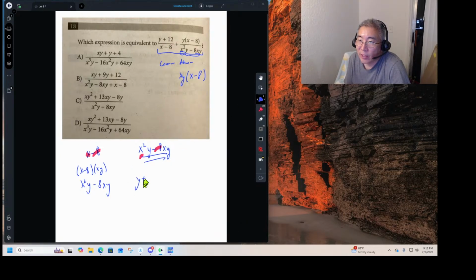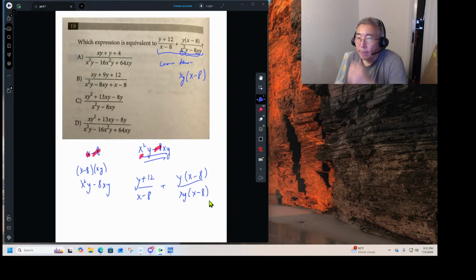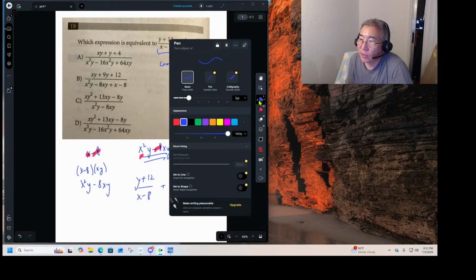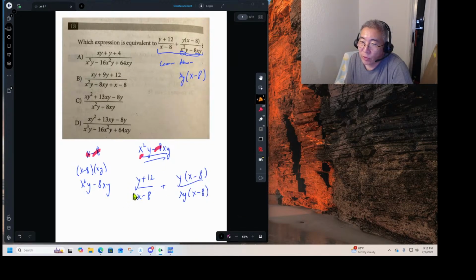So I'm going to rewrite this, y plus 12 over x minus 8 plus y over x minus 8, and then I have here xy times x minus 8. Okay, and you might say, oh, I'm going to cancel these out. But if you cancel these out, you're not going to be able to easily add it to this one. So what I'm going to do instead is I'm going to multiply this by xy, multiply this by xy. Multiplying by xy over xy is fine. That would be multiplying by 1. So then the bottom becomes this.